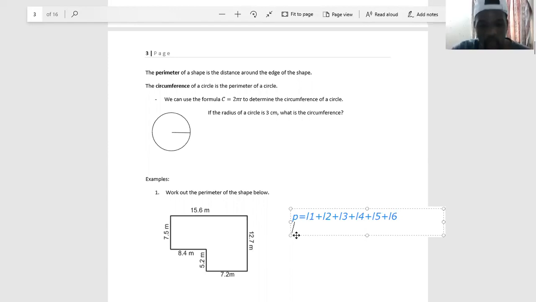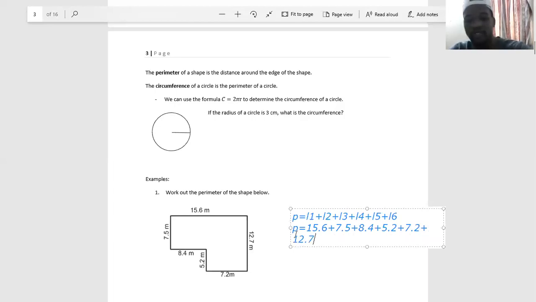And then from there, you substitute. P is equal to, what is the value of L1? Let's say it's 15.6. 15.6 plus L2 is 7.5 plus L4 is 8.4 plus that other one is 5.2 plus 7.2 plus 12.7. So what we do is just addition of all these numbers. You get your total in your calculator, and then remember they are all in meters. So you just write whatever total you get in meters. You get it, guys?